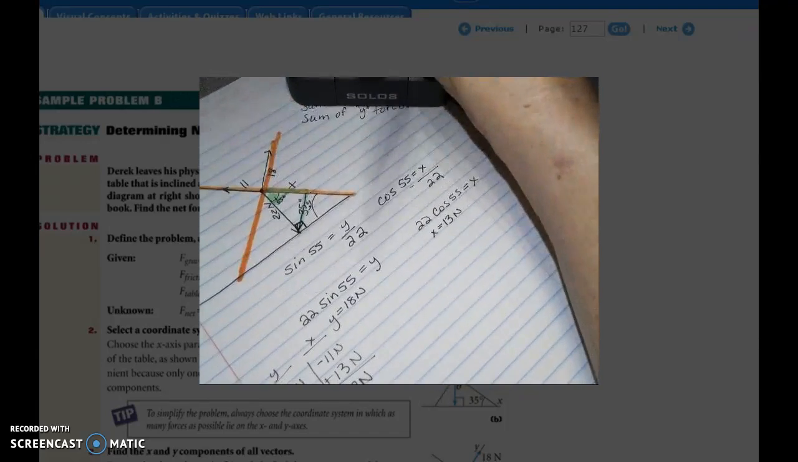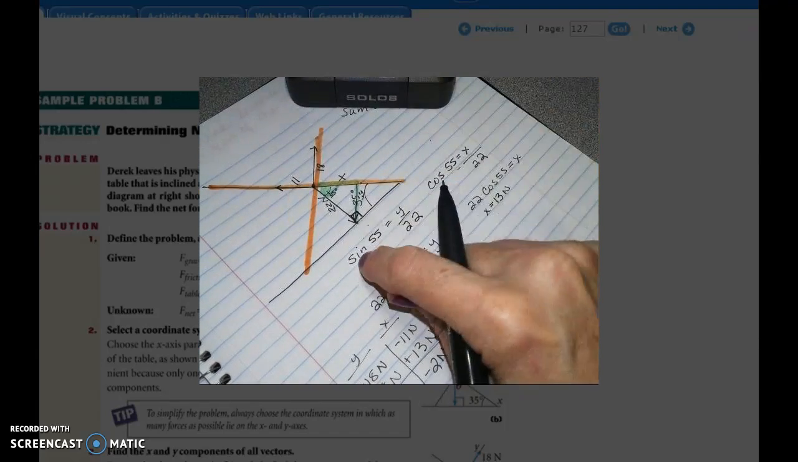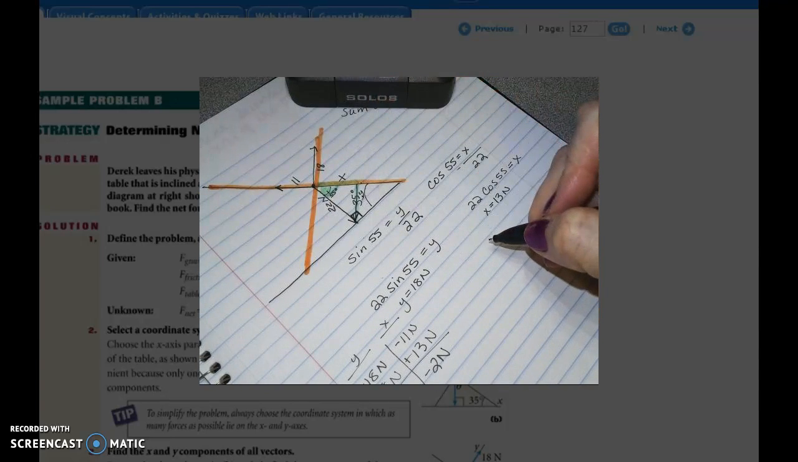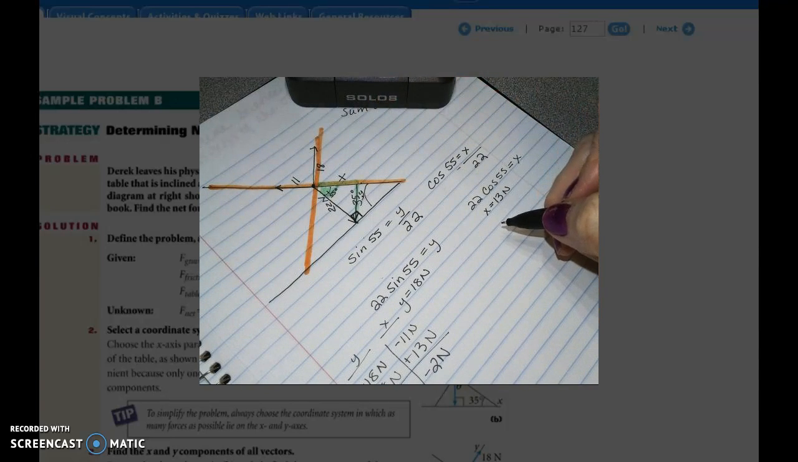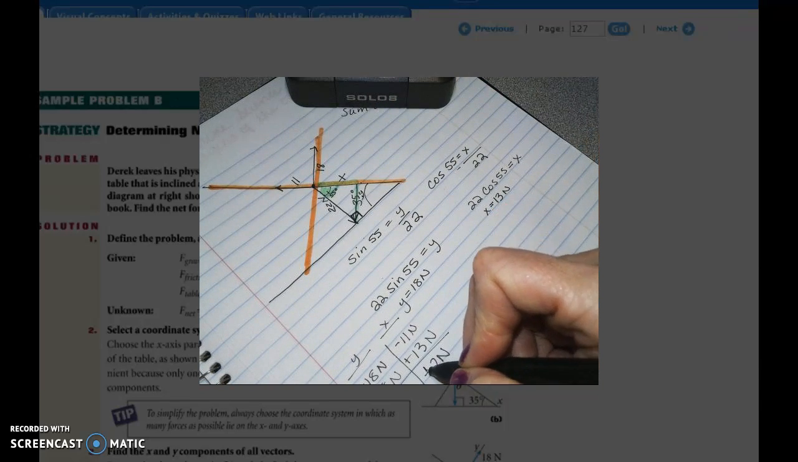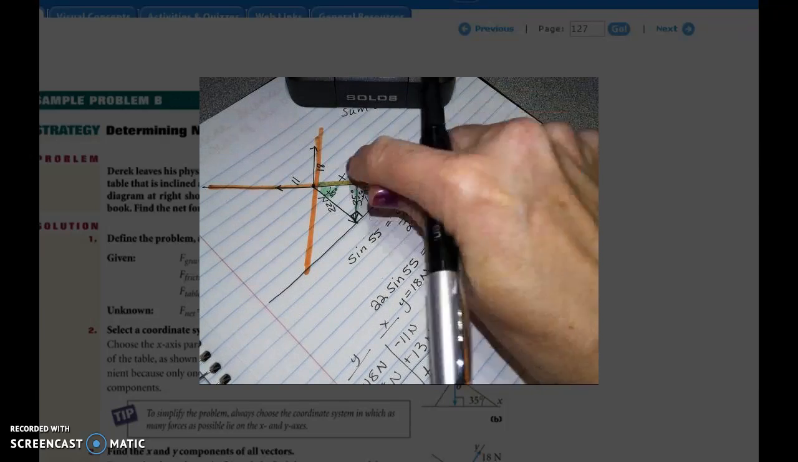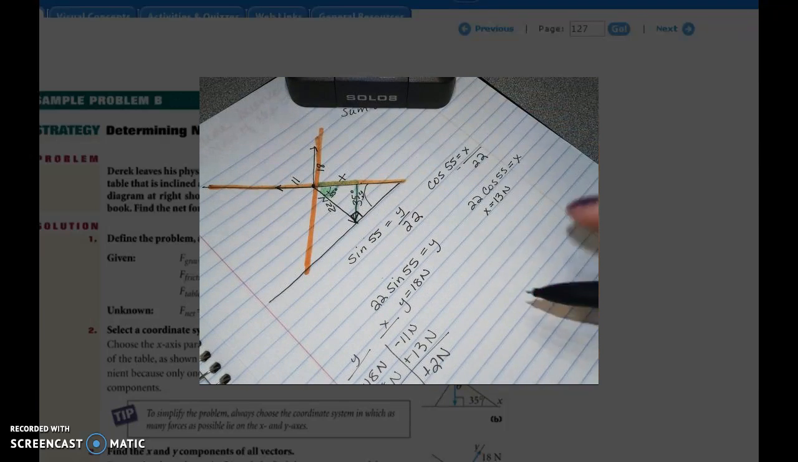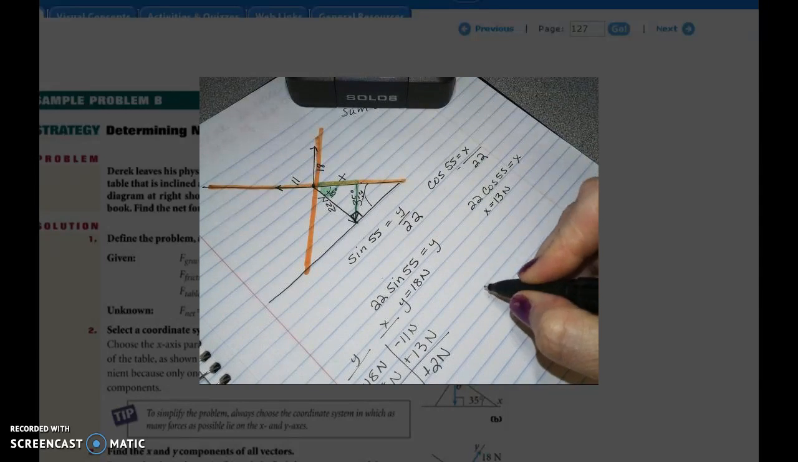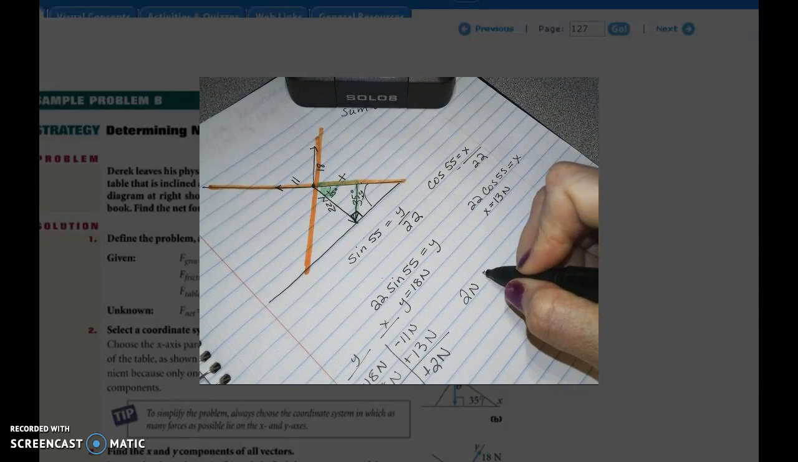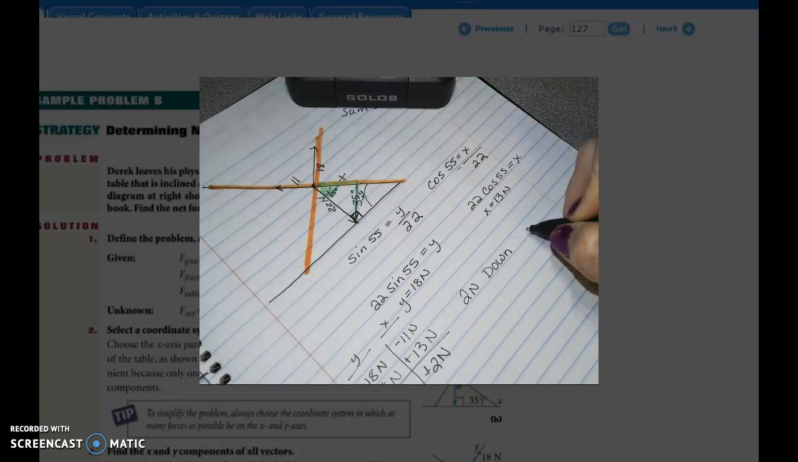So just remember that the negative here does not determine value, it tells us direction. So we already determined that, that's positive 2, my bad. We already determined that positive meant down the ramp. So rather than writing positive 2 newtons, I would put 2 newtons down the ramp. Okay.